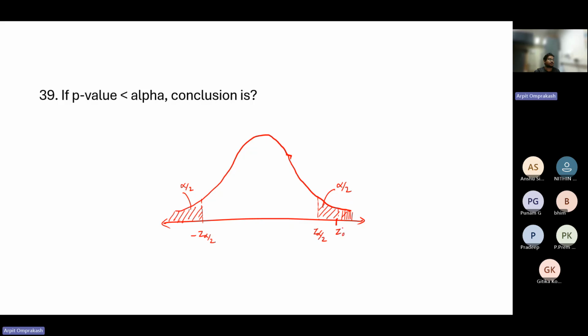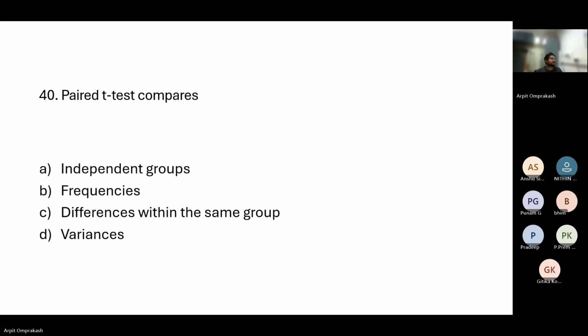So if your p-value is here in this case less than alpha, then that means you have to reject H naught, right? So your p-value is basically the area. If the area that you are having is less than the area that your significance level or your alpha value has, that means you have to reject your null hypothesis in favor of the alternative hypothesis.